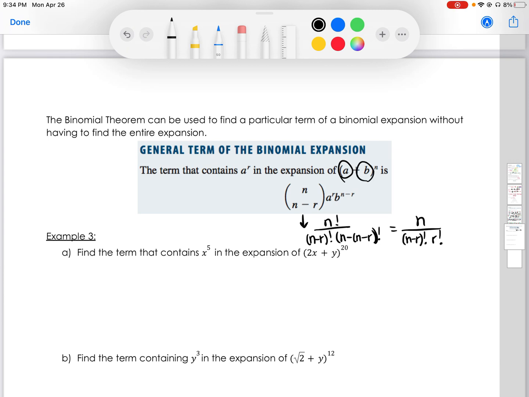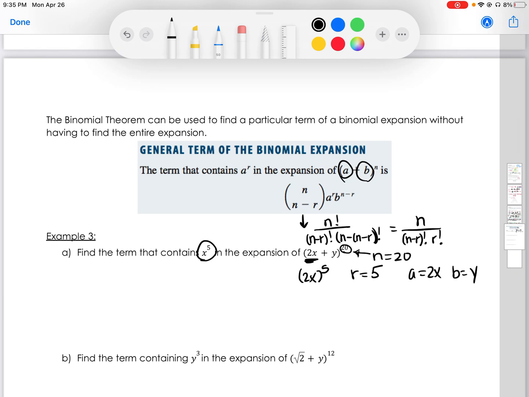So here we want to find the term that's going to contain x to the fifth power from this special expansion. So we're looking for really this 2x to be raised to that fifth power. Okay, so that makes our r 5. All right. Our a is 2x, and our b is going to be y in this case, and n is this number right here, our 20.